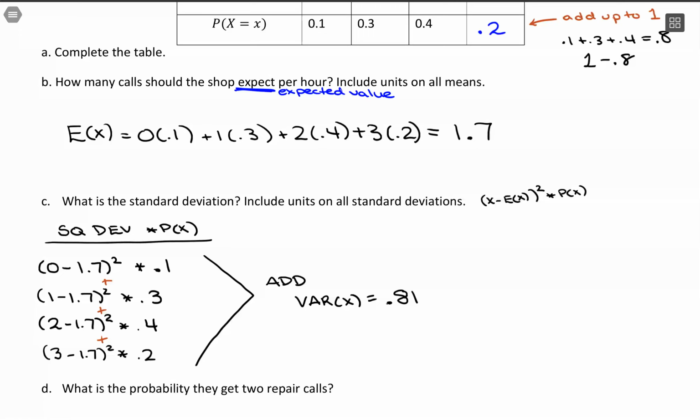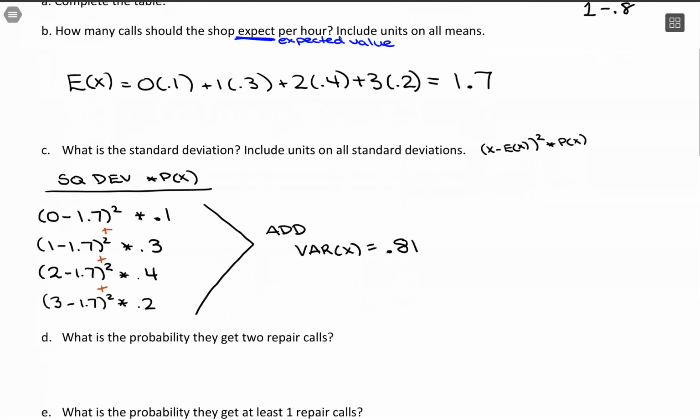And if you're feeling uneasy with the calculator, I recommend pausing the video right now and trying to plug those in, and make sure you get the same solution out. So that gives us variance. To get the standard deviation, we need to take the square root. So for standard deviation, we'll take the square root of that 0.81, which is 0.9.